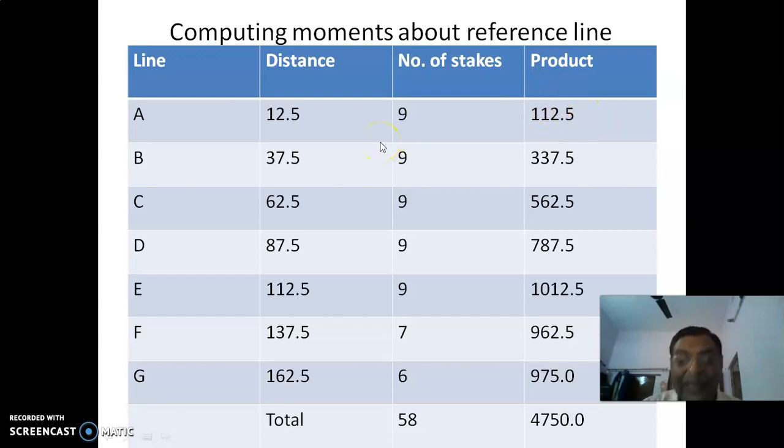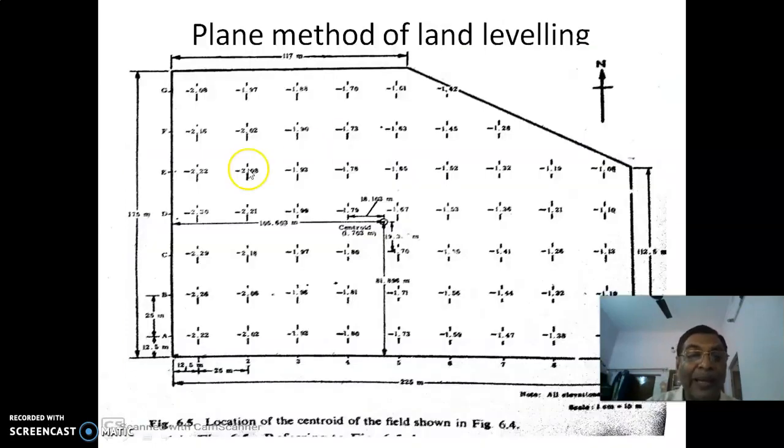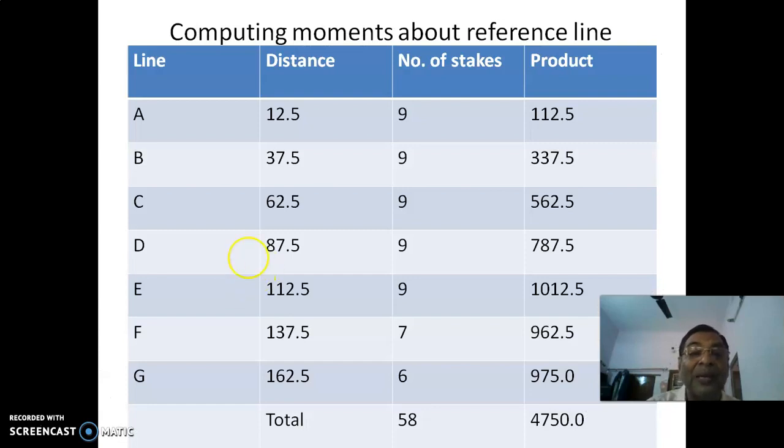Likewise, line B, let us go back. Line B also has the same 9 stakes, but line B is at a distance of 12.5 plus 25 meters, because this grid is 25, no? 25 plus 12.5, so that is how it comes here, 37.5. The number of stakes is 9 as usual in line A, and this is the product, 337.5. So like that, line B, line C, line D, line E.